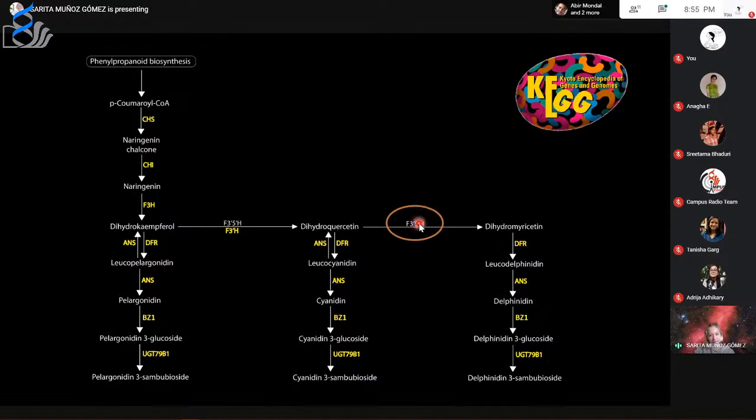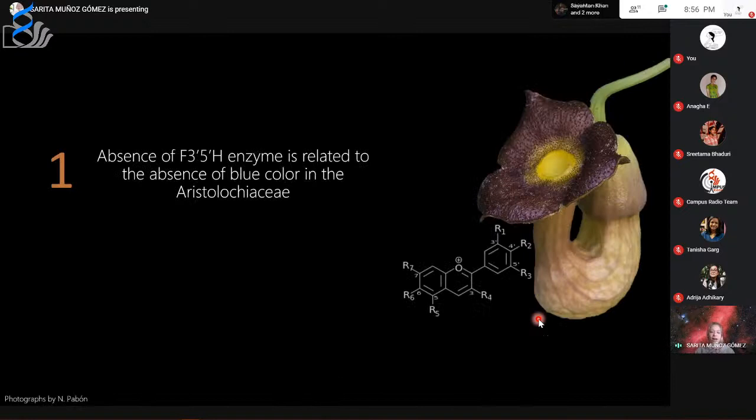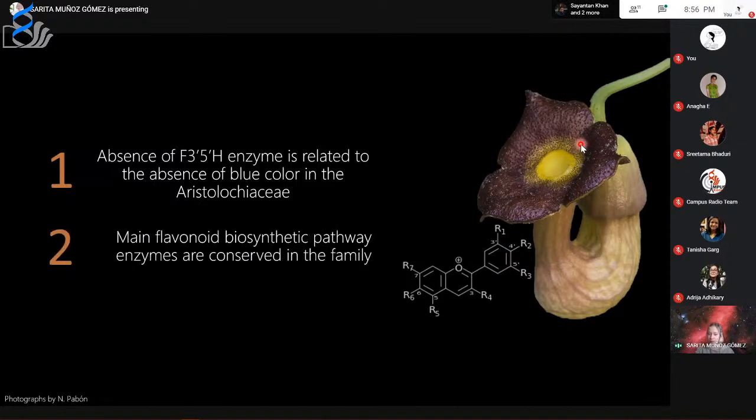And it makes sense because this enzyme is the direct way to synthesize delphinidin, which is actually the anthocyanin that produces blue color. So we can say that the absence of this enzyme is directly related to the absence of blue color in the Aristolochiaceae, because in this family, you don't see blue color in the perianth of any of the flowers. And second, that main flavonoid biosynthetic pathway enzymes seem to be conserved in the family.